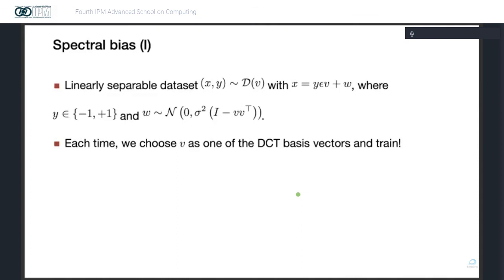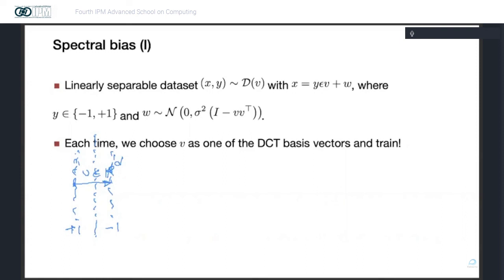So how do we do it? We choose a direction V, which is in R^D again, and then we create these two Gaussians whose means are separated along V, and they have variance along directions that are orthogonal to V. And of course, one of them is class plus one and one of them is class minus one. And we know for a fact that this separating hyperplane would be the perfect classifier for such data sets. Of course, there are infinitely many such data sets.